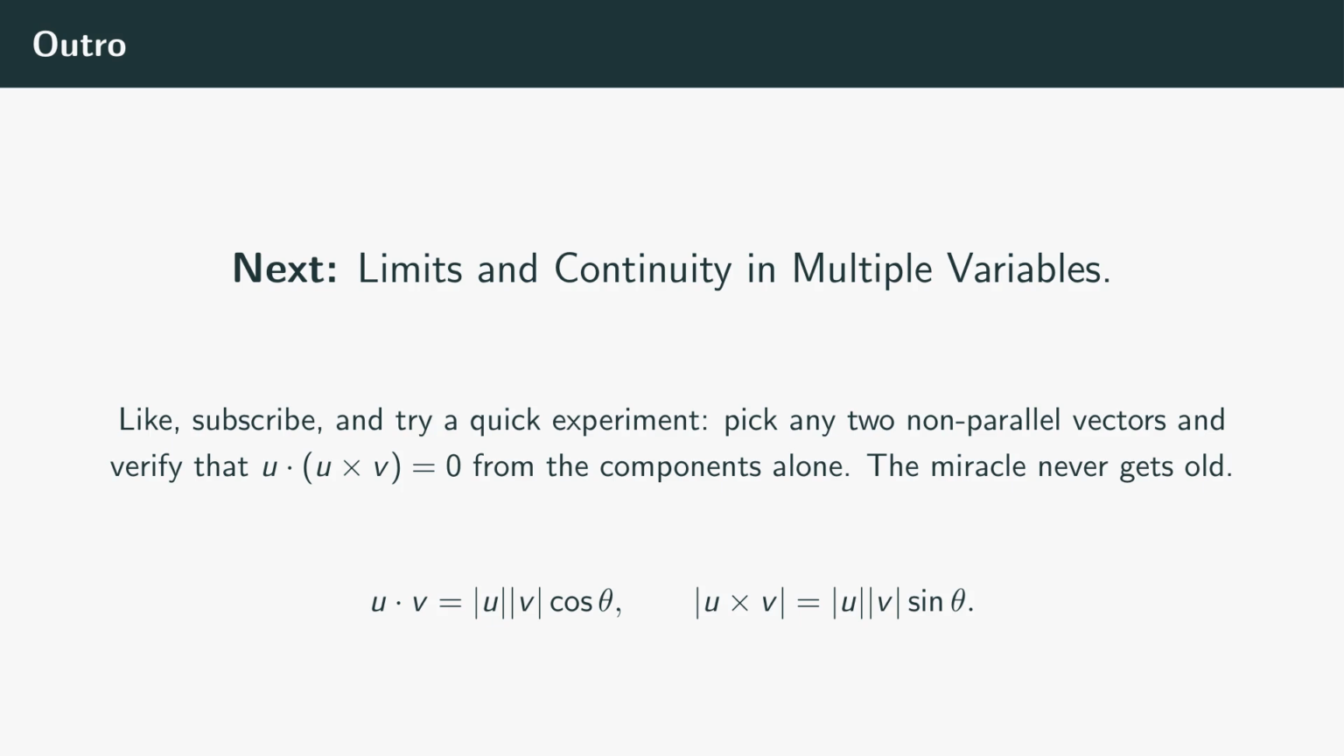Next episode, we leave algebra and return to analysis. We redefine the limit for functions of multiple variables. A one-variable function has only two sides to come at a point from. A two-variable function has infinitely many. The new subtleties are real, and they make multivariable continuity its own subject.